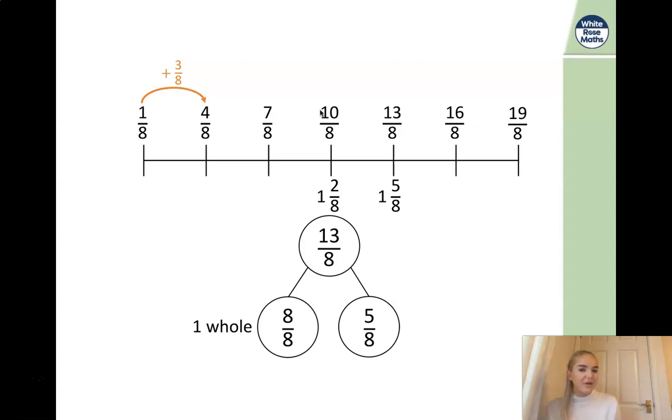Pause the video here and off you go. Okay, how did you get on? So 16 8ths, we know that it's actually got 2 wholes making 16 8ths. So it would just be 2. 19 8ths, we can see that there are 2 wholes making 16 8ths and 3 8ths left over, so it would be 2 and 3/8.